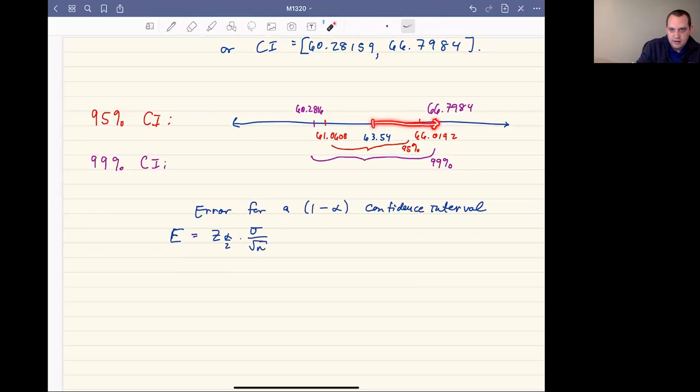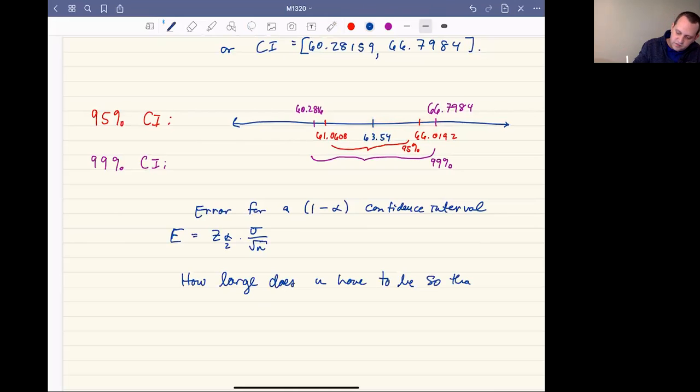That distance right there of that red arrow is the error, the margin of error for the 99% confidence interval, and it's for the 99% because that's the one that I went to, the one that was further. So that's the error. And what this means is that if you were to solve for n, you can actually answer the following question. How large does n need to be so that the error is fixed, so that the error is small?